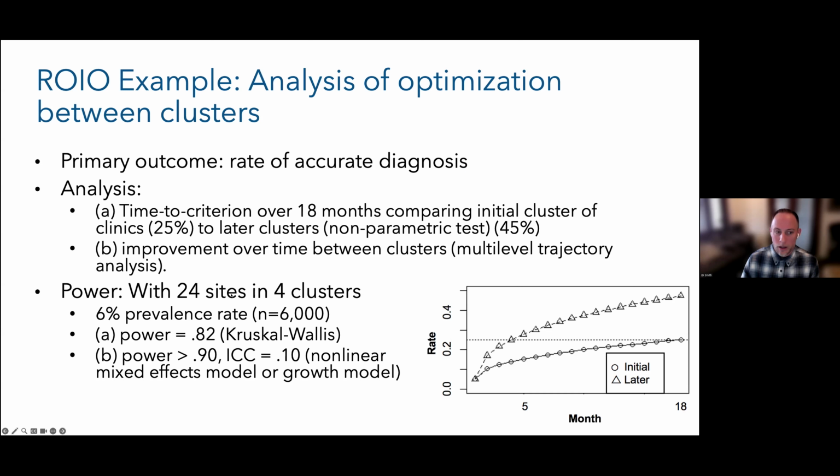But then we also want to know, as a complementary analysis, which is analysis B here, is there improvement over time between clusters, where we can look at these four clusters independently and see which ones differ from each other? To do that, it's a multi-level trajectory analysis. You can see that we did have power, at least for this particular study, based on these assumptions, to be able to do it. The multi-level trajectory analysis is obviously much more powerful because you are looking at differences in slopes and have much more data contributing to it than the non-parametric test that is comparing just two different clusters.